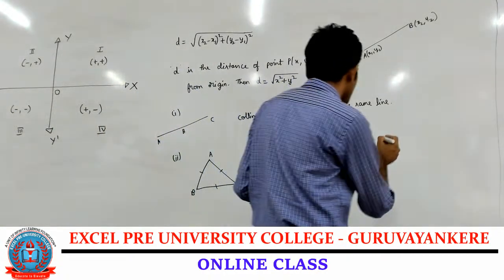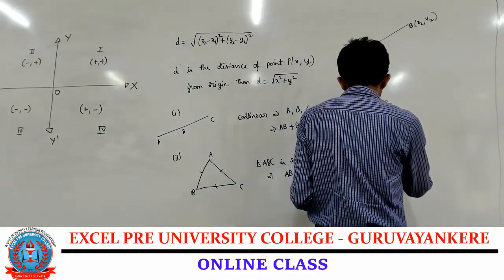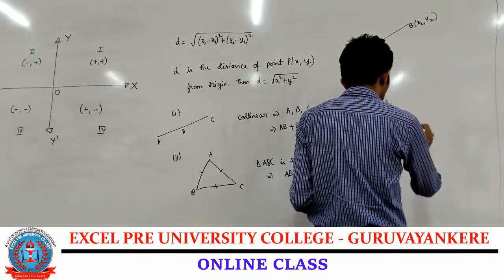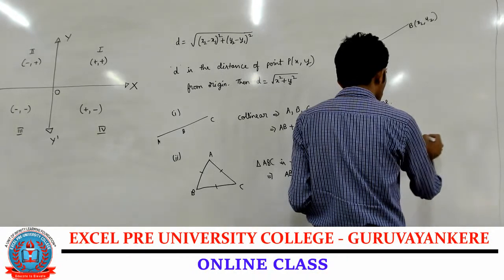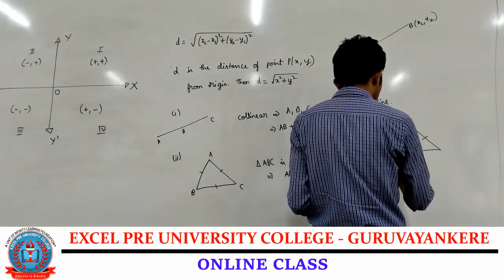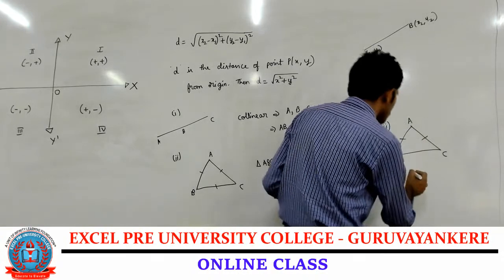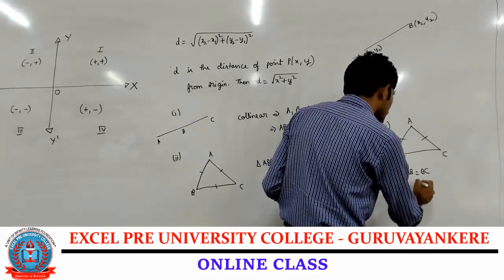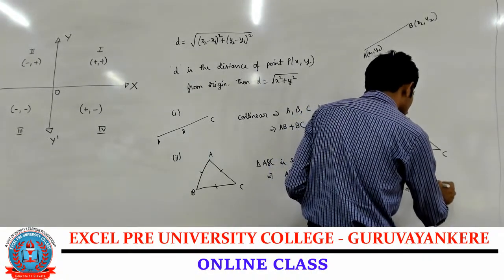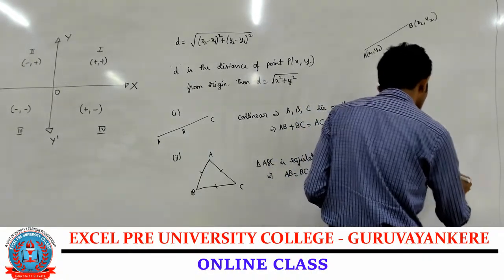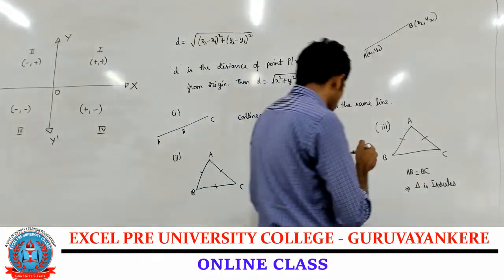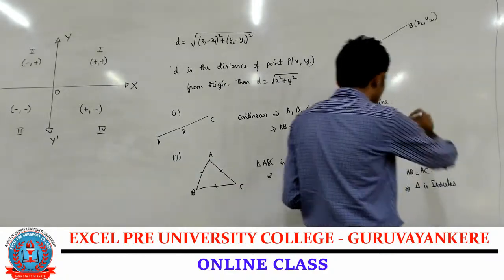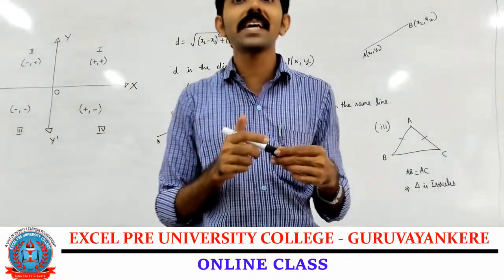Triangle ABC is isosceles if any two sides are equal. AB equal to BC, then we say the triangle is isosceles. Or AB equal to AC in this case, not BC. Triangle is isosceles. Any two sides are equal.